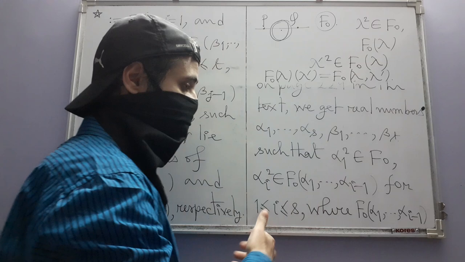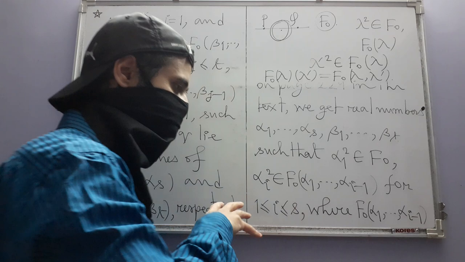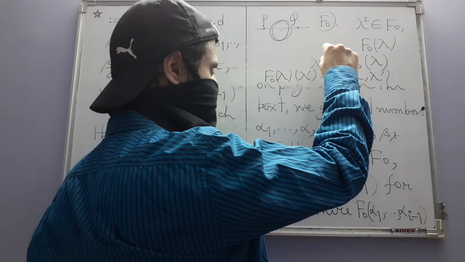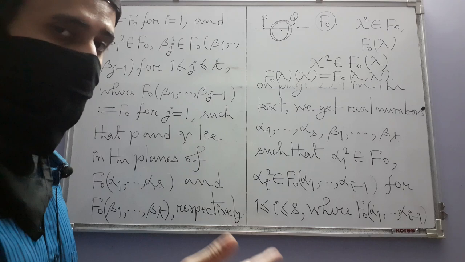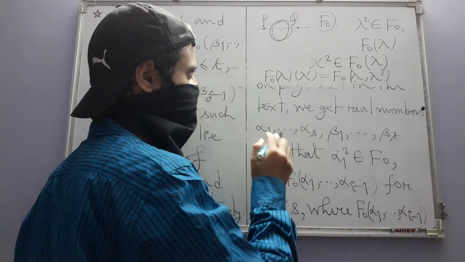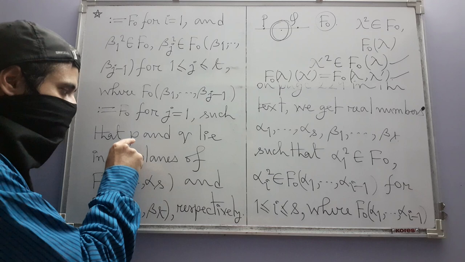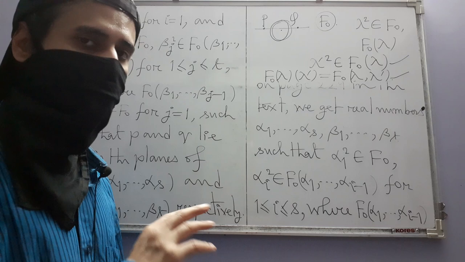Then in the next stage, you take some one circle or one line or two lines, now in the plane of this new field. So you get another real number whose square belongs to the original new field. And the new points of intersection lie in the plane of this extension of that extension. And this process goes on a finite number of times, and eventually you get P itself as a point of intersection of some lines and some line and circle.